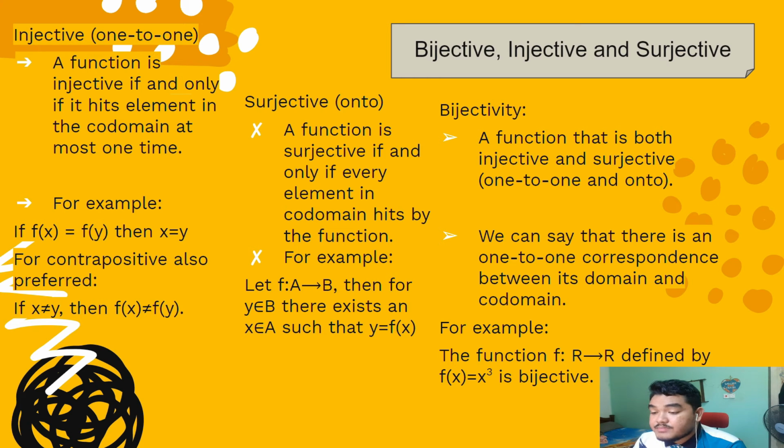And lastly, bijectivity: a function that is both injective and surjective. We can say that there is a one-to-one correspondence between its domain and codomain. For example, the function f from R to R defined by f(x) equal to x cubed is bijective.